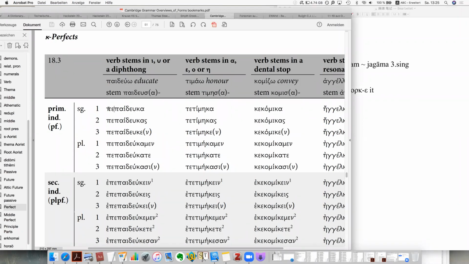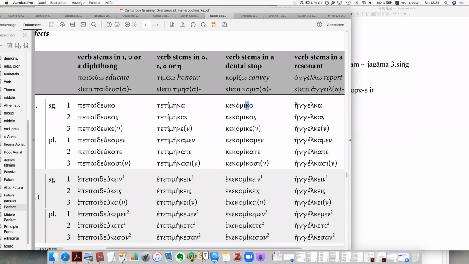And of course, we have the reduplication, which is inherited from Proto-Indo-European. Then you have the root, and then the personal ending, first person singular here and third person singular here. But you find a K in between. For timao, tetimeka. And for komizo, you find kekomika. So you always find a K in between.